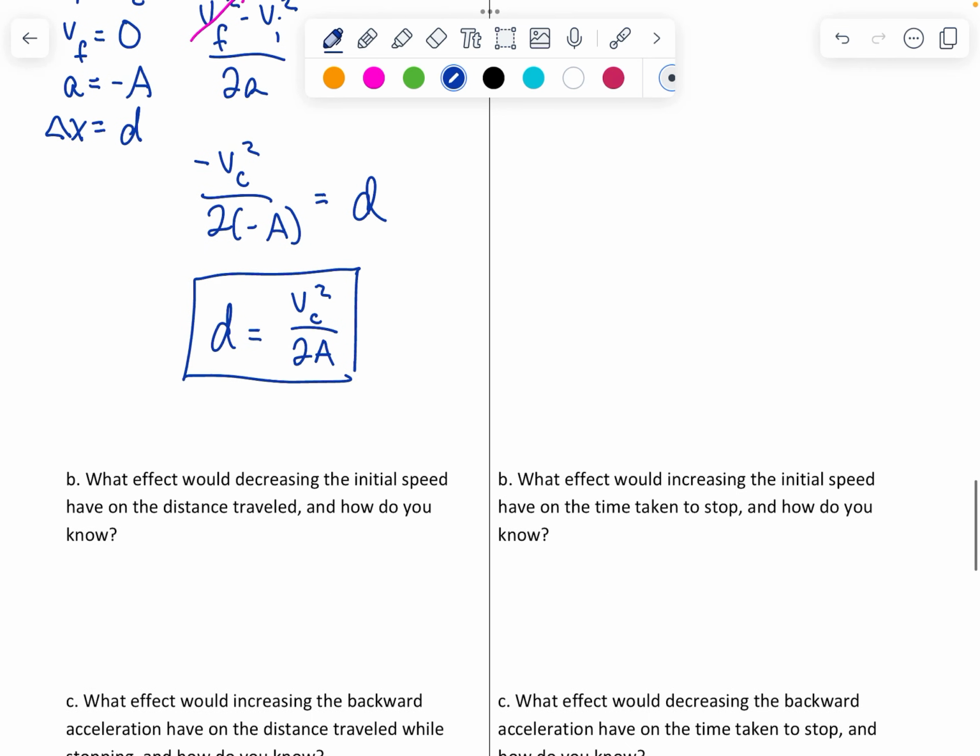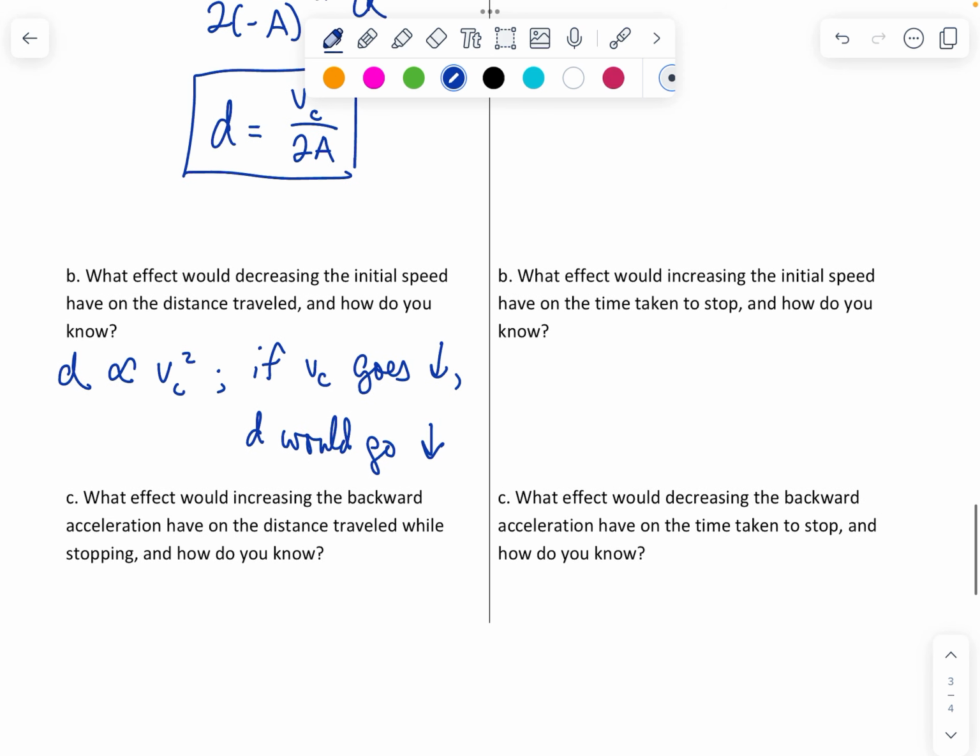All right, what effect would decreasing the initial speed have on the distance traveled? D is proportional to Vc squared. If Vc goes down, d would go down. What effect would increasing the backward acceleration have? Okay, d is proportional to 1 over a. If a goes up, d goes down.